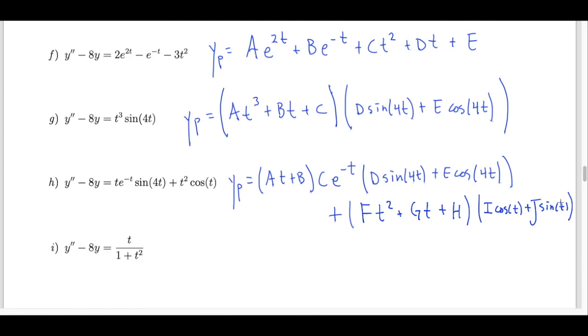Finally, in part I, we have the same left-hand side, and this time we have two polynomials, t, which is a linear function, and then a quadratic function, 1 plus t squared. But these two polynomial functions are not added or multiplied. That is, this is not a sum or a product of polynomials. It's a quotient. And as we indicated in the note above, the only types of functions that undetermined coefficients can be applied to is sums or products of these three types of functions. Therefore, since this is not a sum or product, we can't apply undetermined coefficients to this type of g of t.